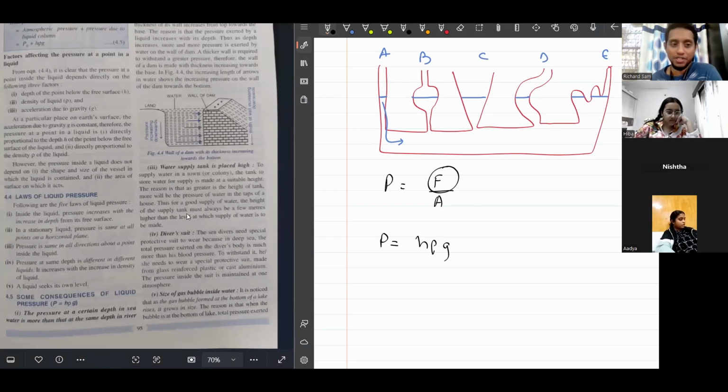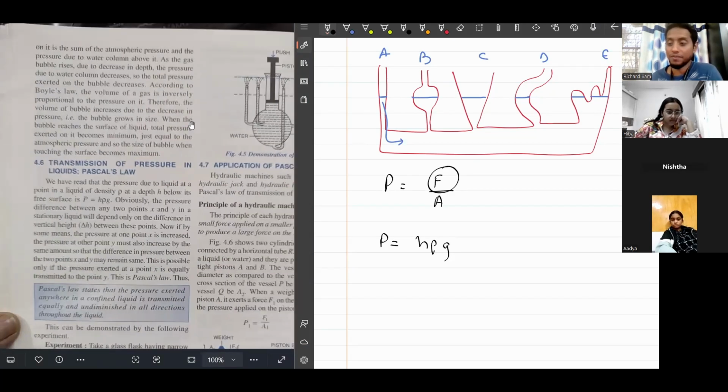Or if you have a fish tank, you can observe that. Some fish release these air bubbles. You can look at those bubbles, and as they come up, they grow bigger.